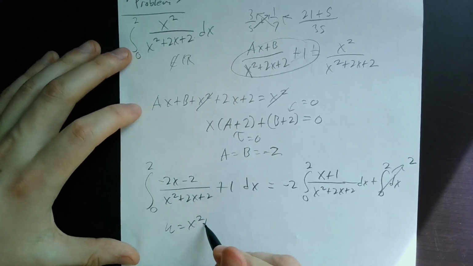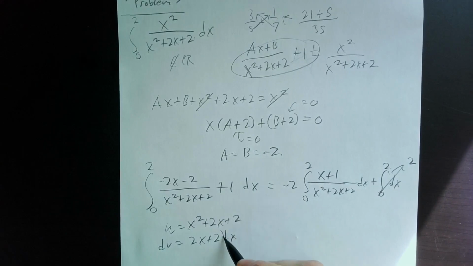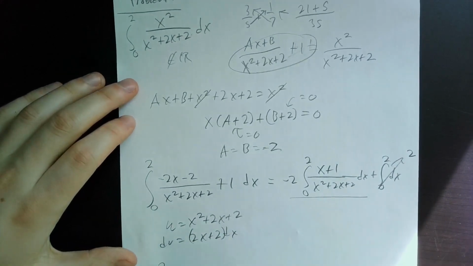So u is going to be x squared plus 2x plus 2, meaning du is going to be (2x plus 2) dx. Now I'm just going to plug that into this integral. So I have minus 2, the integral from 0 to 2.